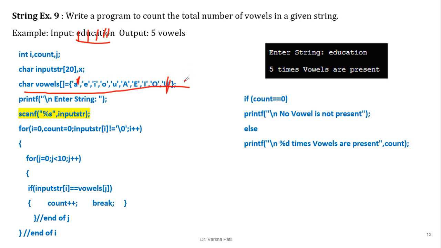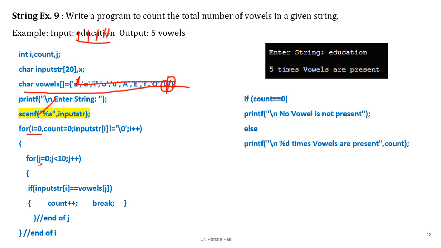But if I am not going beyond this particular location, I may use the null character here. That's why I have used only a, e, i, o, u and capital A, E, I, O, U. After that, enter the string to accept. For i equal to 0, count equal to 0, input string is not equal to null, i plus plus. For every character we need to check these 10 locations.